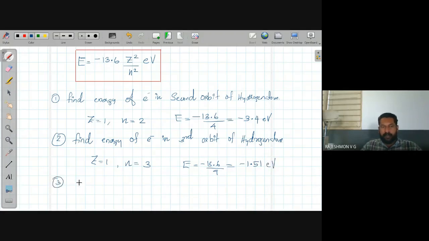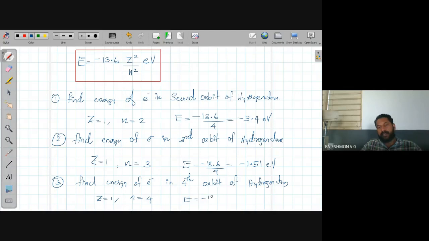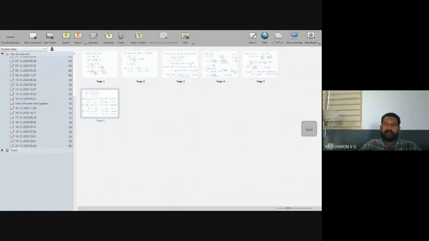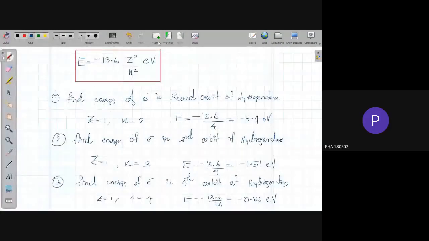Again, you can calculate the energy of electron in fourth orbit of hydrogen atom. Z is 1, n is 4, E is minus 13.6 divided by 16. It is minus 0.86 electron volt. Okay. Is it clear? Yes, sir.